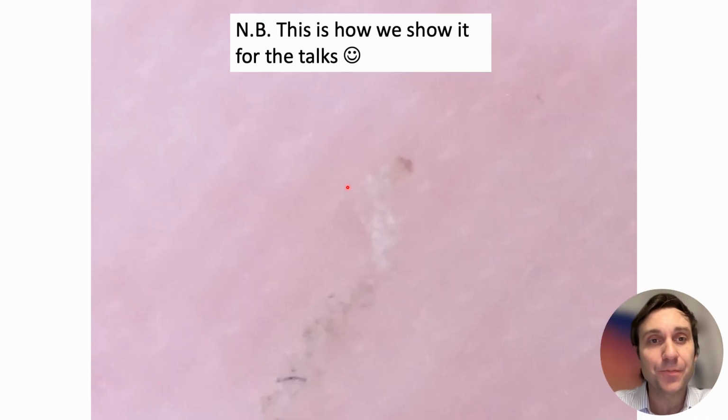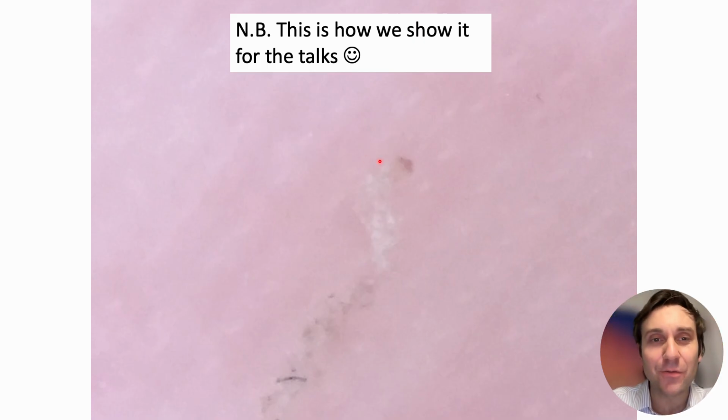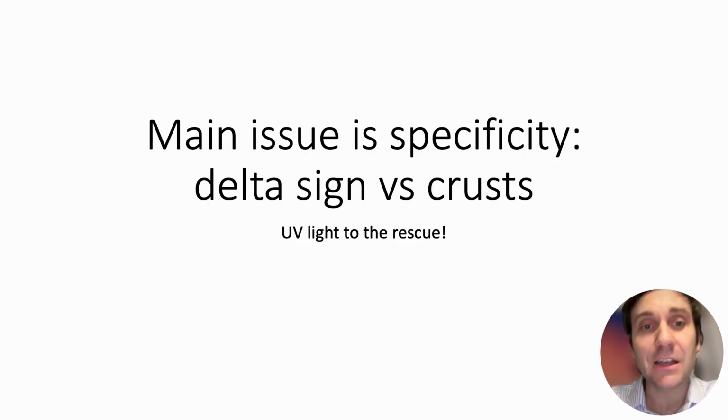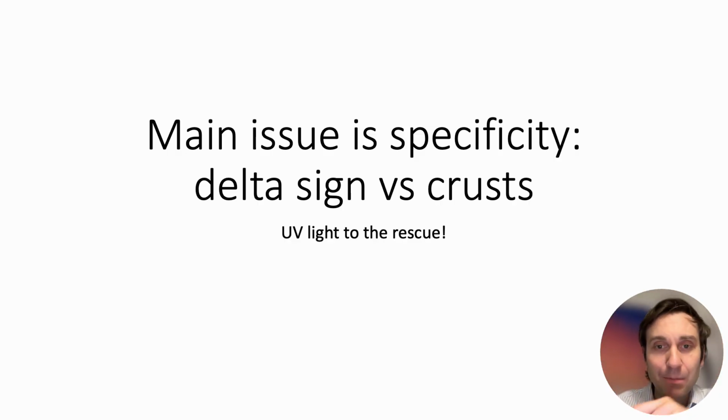I'm gonna zoom it for you. And this is how we see it on the talks, right? On the books, on the papers, because nobody uses this photo from far away, right? Everyone uses this zoom in photo to show delta sign and the glider. And I was telling you, the main issue is specificity, because you confuse delta sign with the crust. But UV dermoscopy can help you improve your specificity.